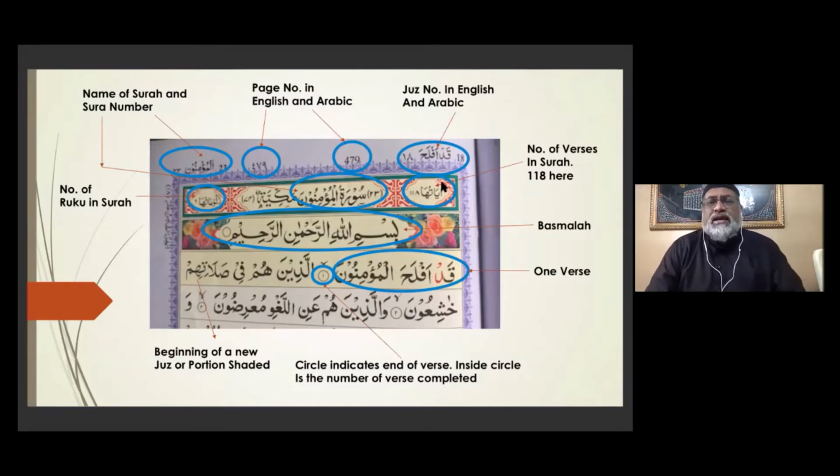It says Qad Aflaha, that it is the 18th portion of the Quran, the 18th juz. So you're in the 18th juz, and this is the 23rd surah. Then below that, you have the number of verses. It says ayatuha, written in Arabic, and it says that this particular surah has 118 verses.